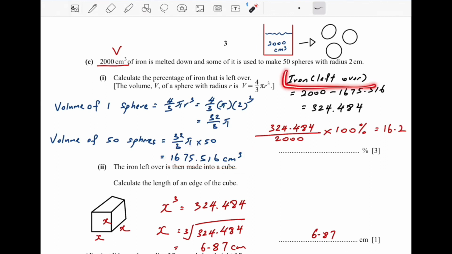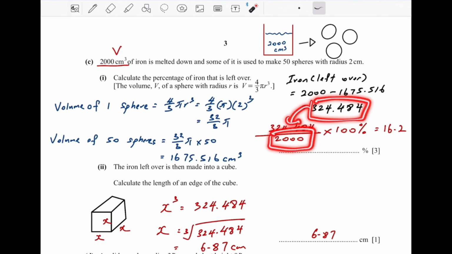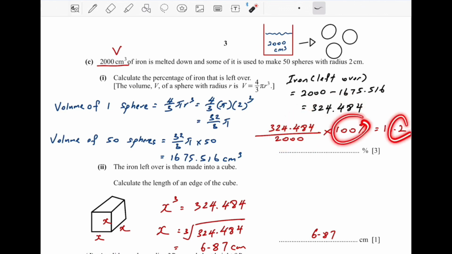So if I want to calculate the leftover, I will have the original minus the part that has been used. So that is the volume that is left. So the volume that is left over the original volume, 2000, times 100%, that is the percentage of leftover. So that will be 16.2% for leftover. So the iron leftover, which is 324.484, is then made into a cube.